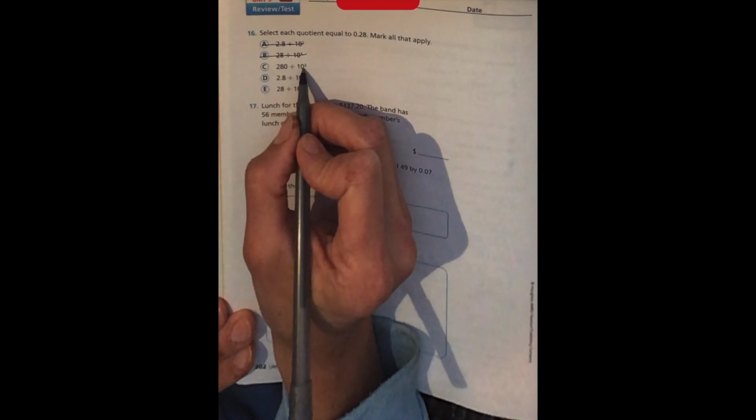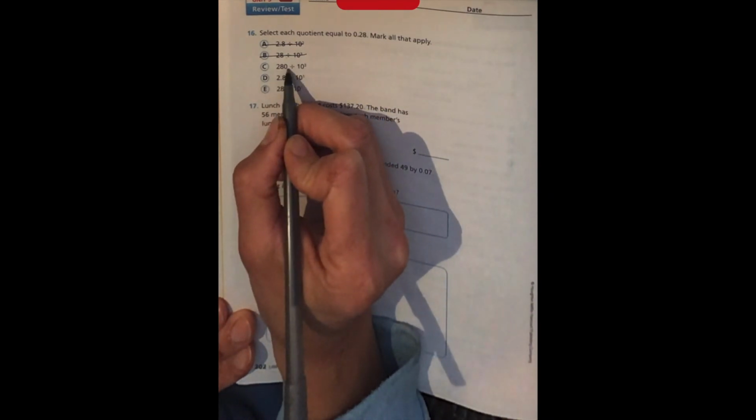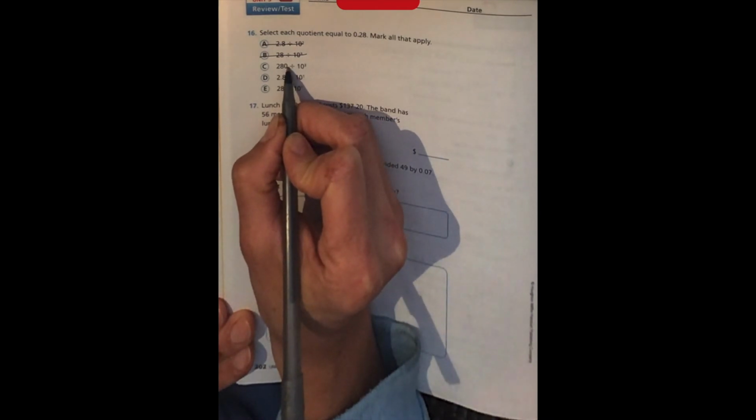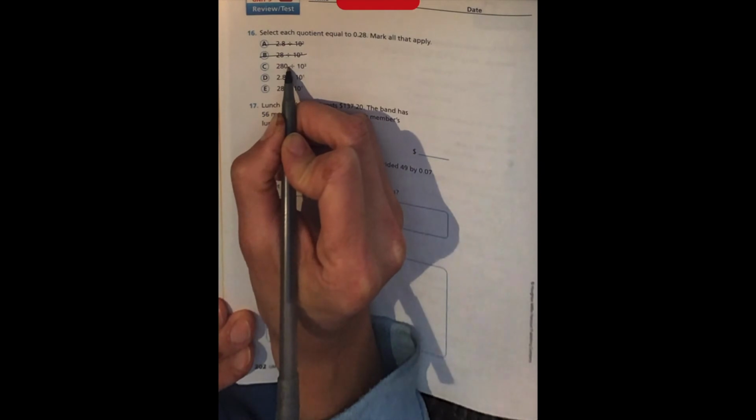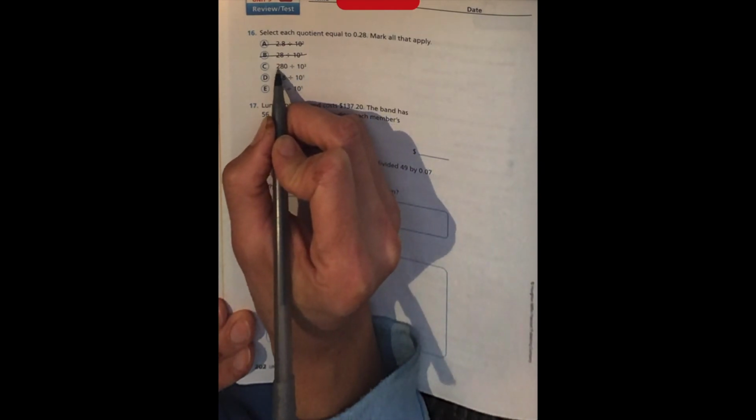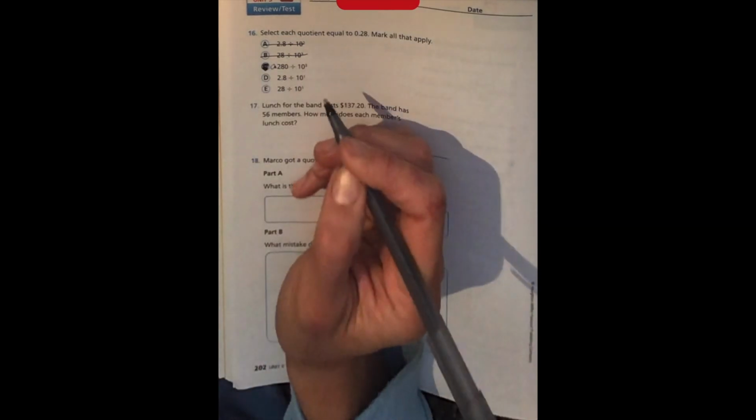280 divided by 10 to the third power. If I were to do 10 to the third power, I would take my decimal. Another way is looking at your decimal. It's in the back here, and I would go 1, 2, 3. Oh, that would give me that, so that works.